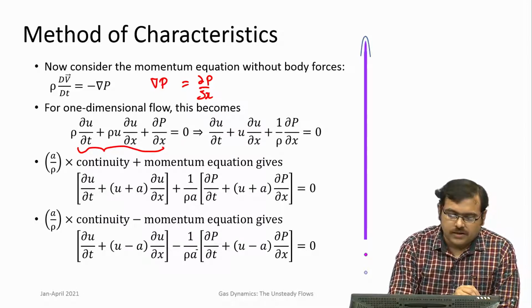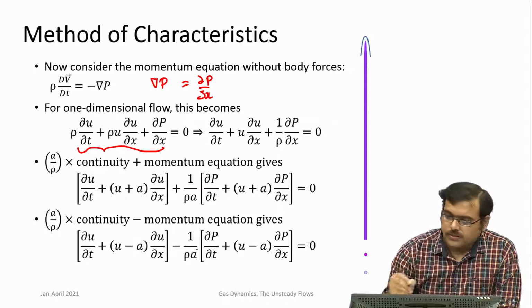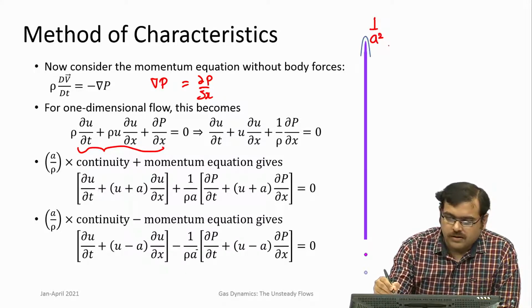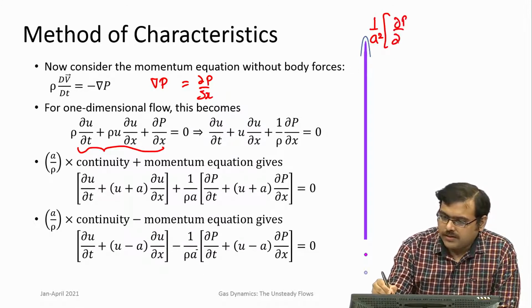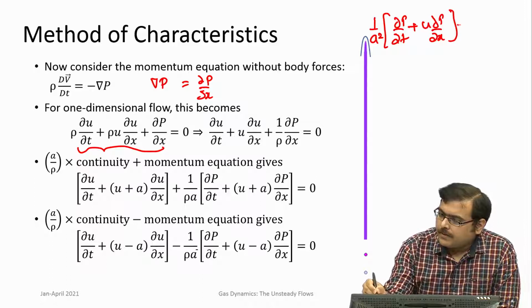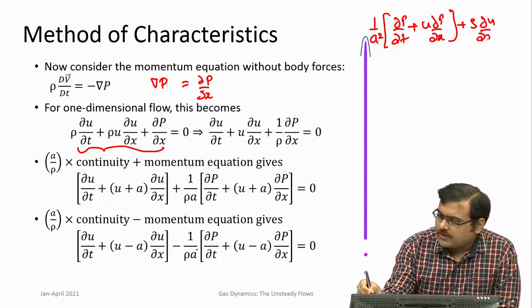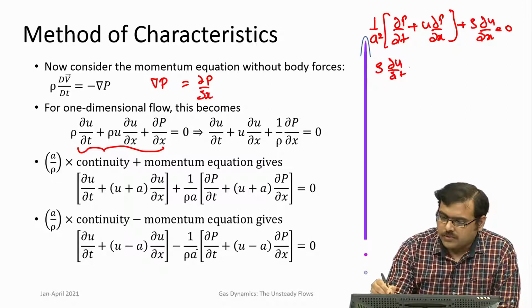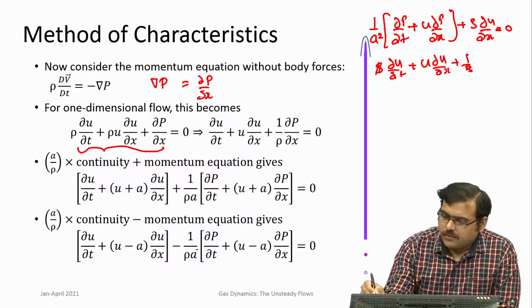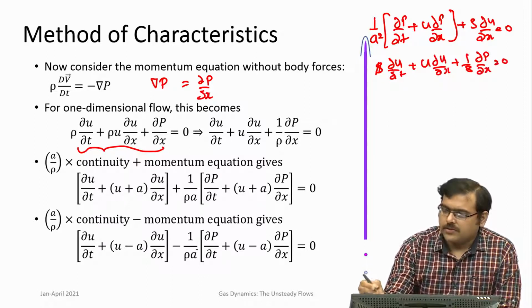Now you have the two equations. The first equation, from the continuity equation, is 1 by a square, dou p by dou t plus u dou p by dou x, plus rho dou u by dou x equal to 0, and the momentum equation is rho dou u by dou t, or it can be divided by rho also, so we can do that: dou u by dou t plus u dou u by dou x plus 1 by rho dou p by dou x equal to 0.